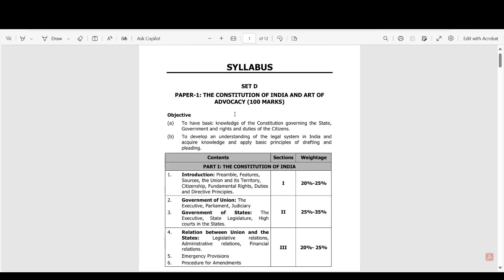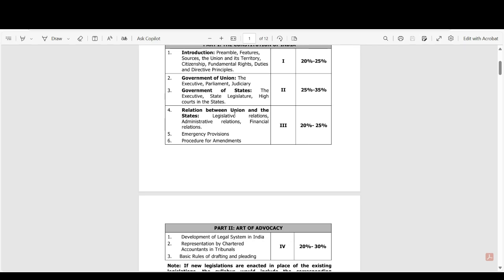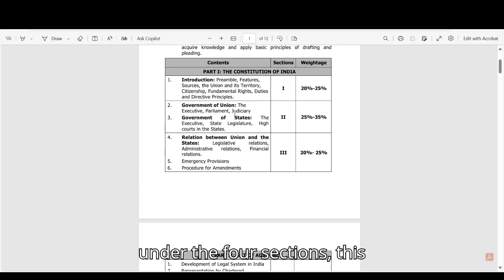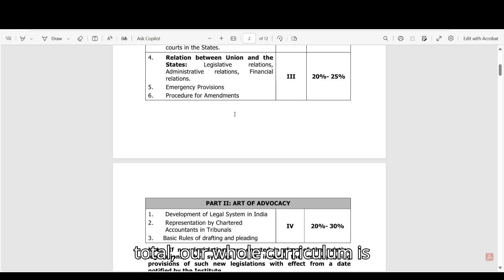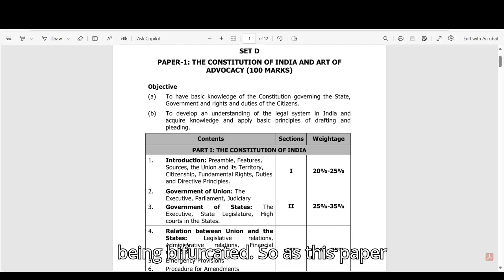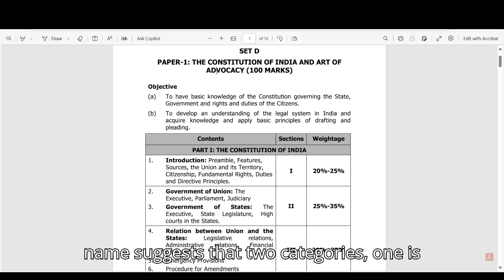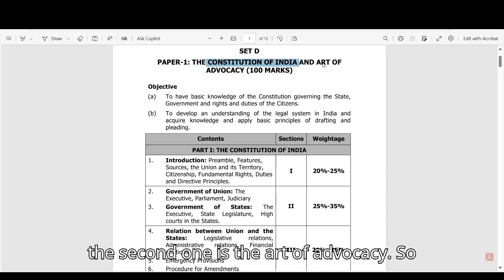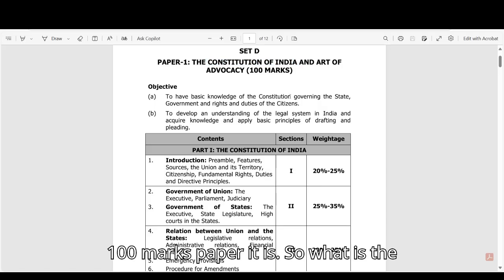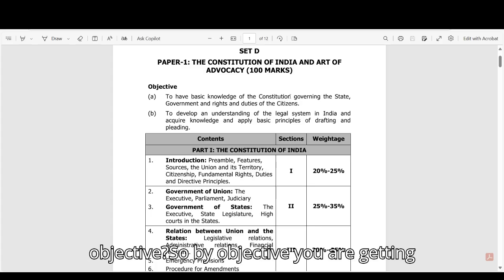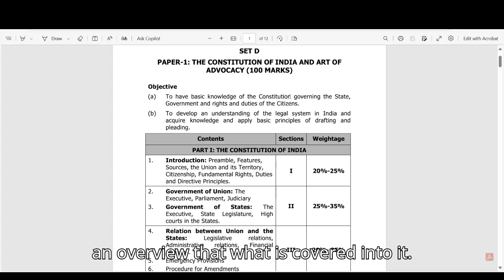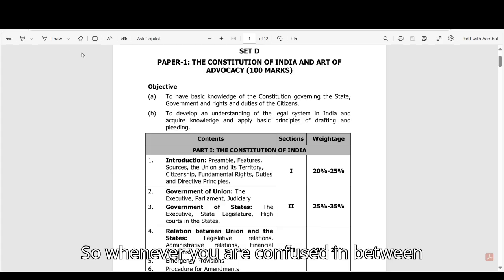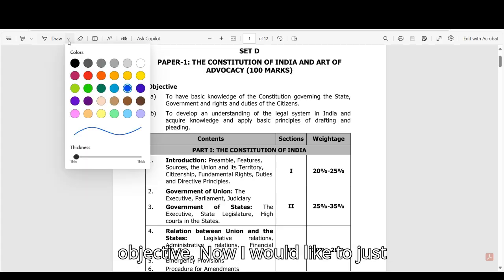First thing, under the four sections, our whole curriculum is being bifurcated. As this paper name suggests, there are two categories, right? One is Constitution of India, and the second one is the Art of Advocacy. So, 100 marks paper it is. So what is the objective? By the objective, you get an overview of what is covered in it. So whenever you are confused in selecting the subjects, just read their objective.